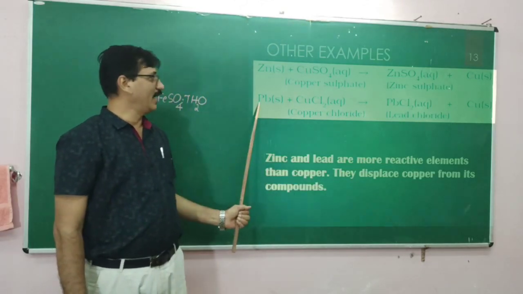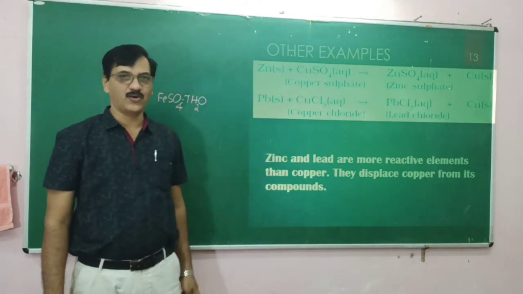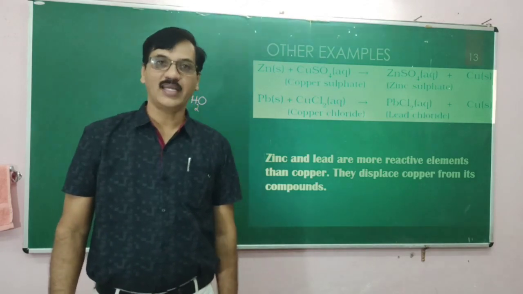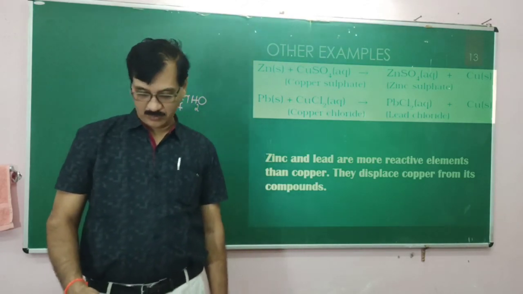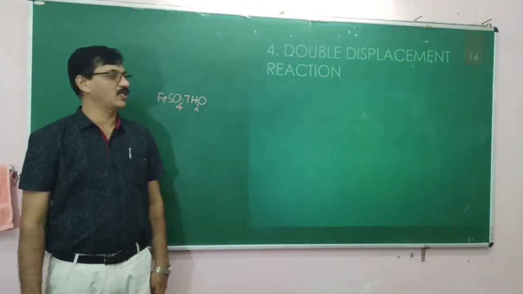So here lead displaces the copper, zinc displaces the copper. Therefore, we can say lead and zinc are more reactive than copper. Right? So, there is another reaction called double displacement reaction.